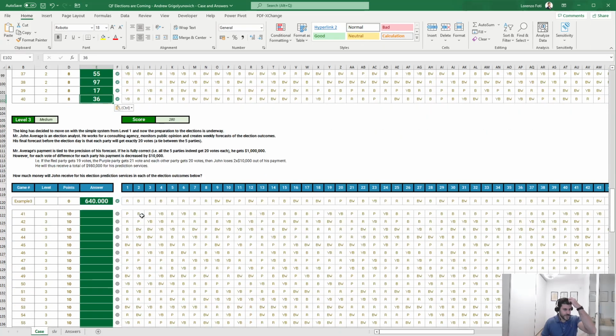The king has decided to move on with the simple system. The election is underway. Mr. John Average is an election analyst. He works for a consulting agency that monitors public opinion. His final forecast for the elections is that each party will get 20 votes. Payment is tied to the precision of the forecast. If it is fully correct, he gets 1 million. However, for each vote of difference for each party, the payment is decreased by 10,000. How much money will John receive for his election prediction?